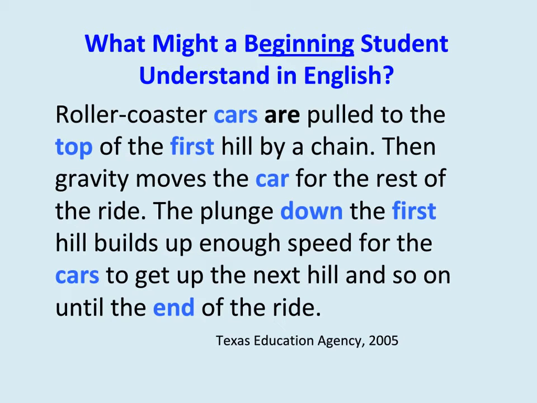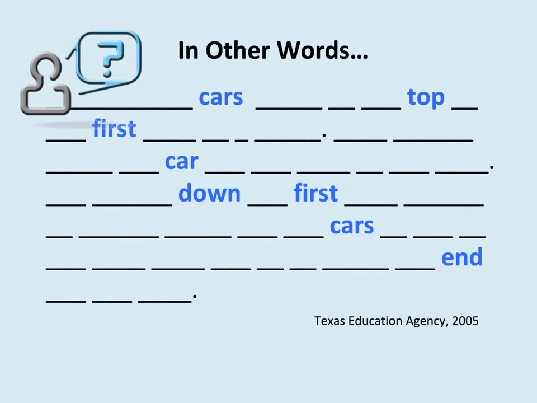Students who are beginning to learn English would be able to understand the words here in blue. These are the easiest words to understand, nouns like the word cars, and words that are common and carry a lot of meaning like first, down, and end. In other words, a student at level 1 or 2 may not understand enough to make sense of the passage. Using a visual demonstration would be essential.